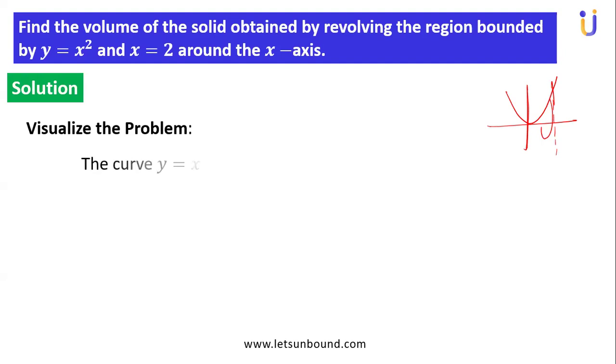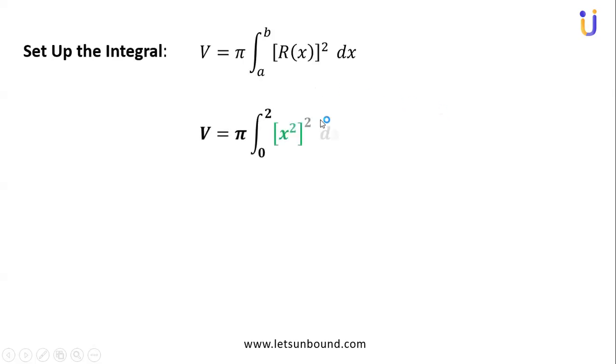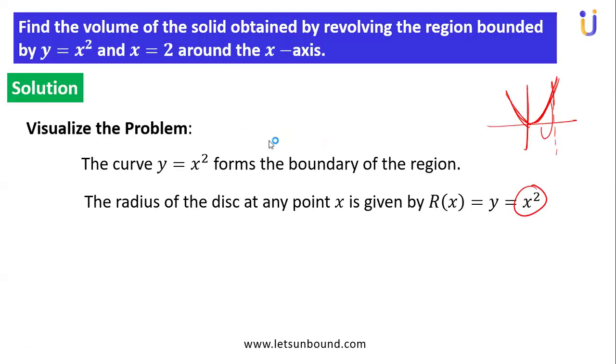Visualize the problem. The curve y equals x squared forms the boundary of the region, this. And the radius of the disk at any point is given by the curve x squared, right? And we are starting from the x-axis only. So set up the integral: r of x is x squared. And the formula is r of x the whole square, like pi r squared, right? So in such a way, x squared the whole square, this is important. And it's from 0 to 2, we know that very well. Let me show. From here to here, we are evaluating it.